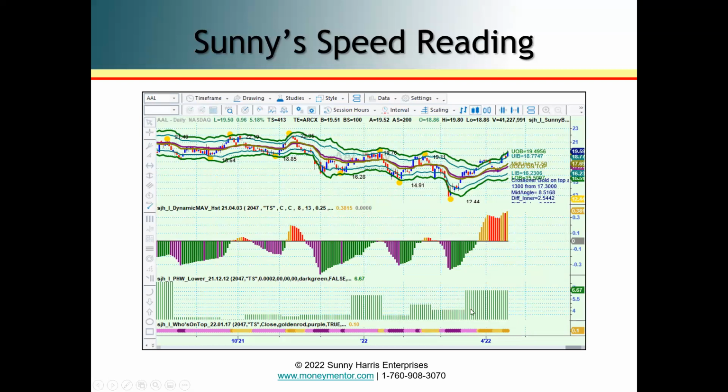And this vertical green on the bottom is PHW lower, because it's in the lower chart. And it tells me how much profit was available in the last trade. So this trade, short from 15 to 12, would have made $6.67 in that trade per share.